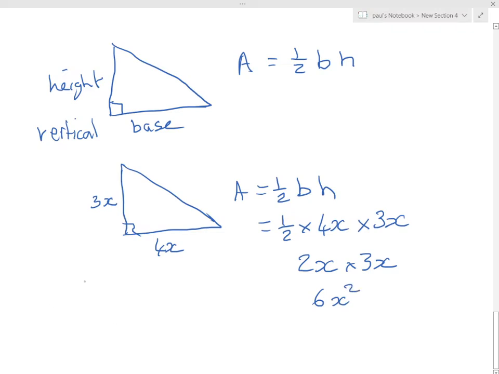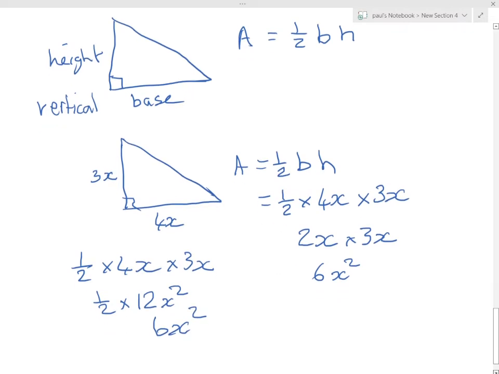If you did it the other way, from half times 4x times 3x, and you multiplied the xy bits together, so you've got 4 3s are 12, x times x is x squared times a half, and a half times 12x squared is going to be 6x squared again. So it's exactly the same. Exactly the same, using algebra to find shapes.